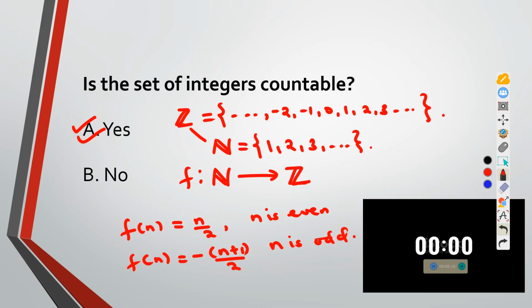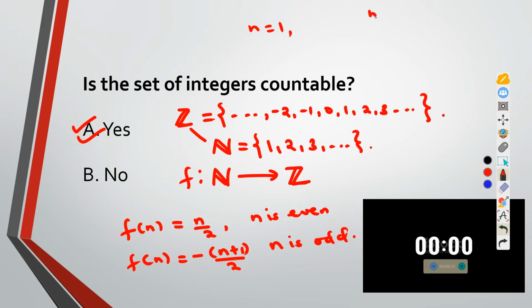So if n is odd, we can use this definition here. If n is even, we can use this definition here. For example, if n is 1, then we can get a value here. For example, we get 1 plus 1 divided by 2, that will be negative 1.